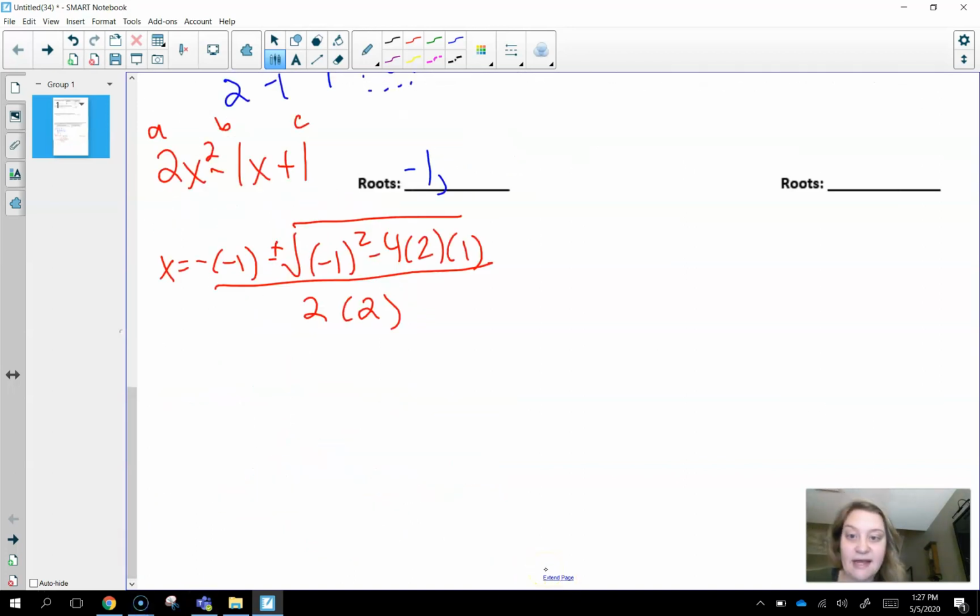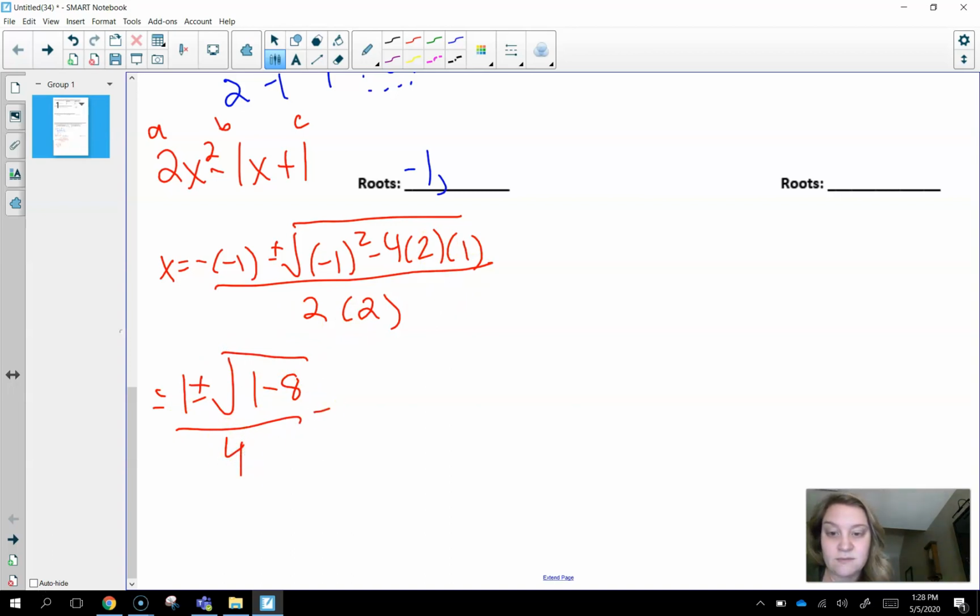Okay, simplify. -1 on the outside is just +1. Plus or minus the square root of -1 squared, which is 1. And then we have -4 times 2 times 1, which is -8, all over 2 times 2, which is 4. Simplify underneath the radical, we have 1 minus 8. So now we have 1 plus or minus the square root of -7 over 4.